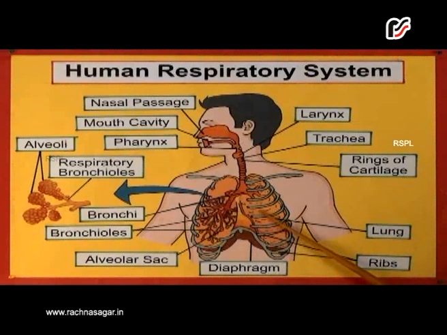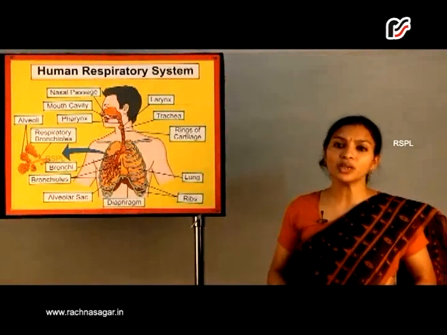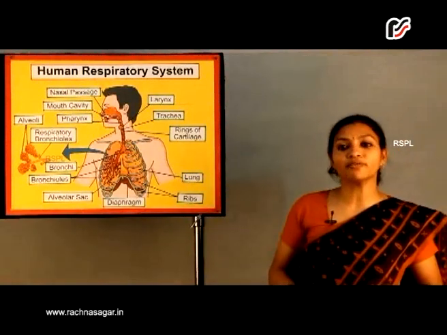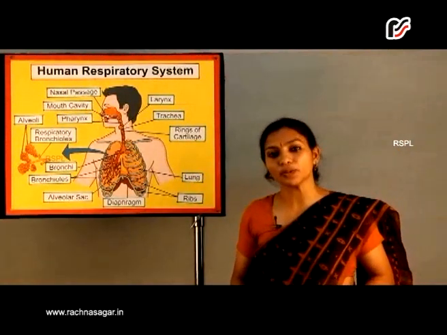So in brief, if we go through, that is nose, nasal passage, then larynx, trachea, lungs, inside the lungs, the primary bronchi, bronchioles and alveolar sacs. So these are the parts of respiratory system. Now let's have a look at what are the important features of respiratory system.